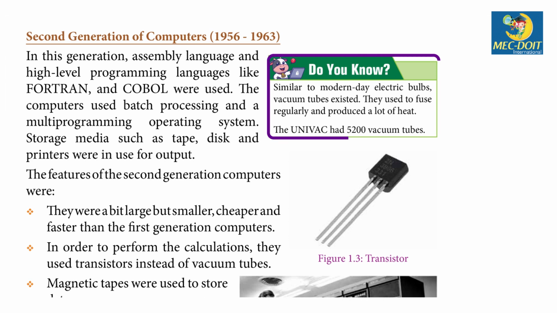Do you know? Similarly to modern-day electric bulbs, vacuum tubes existed. They used to fuse regularly and produced a lot of heat. The UNIVAC had 5,200 vacuum tubes.